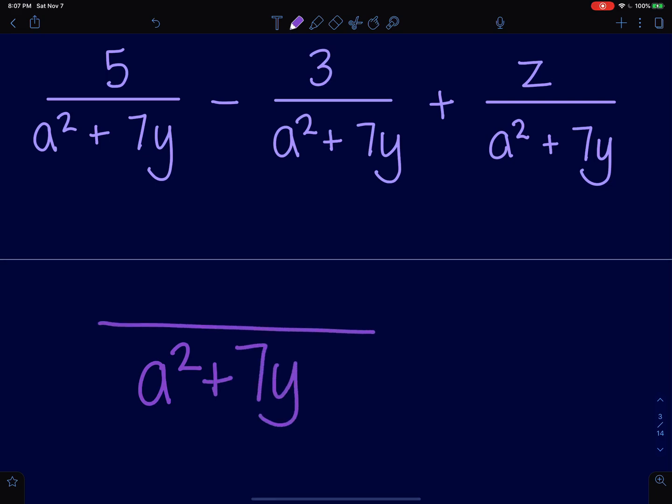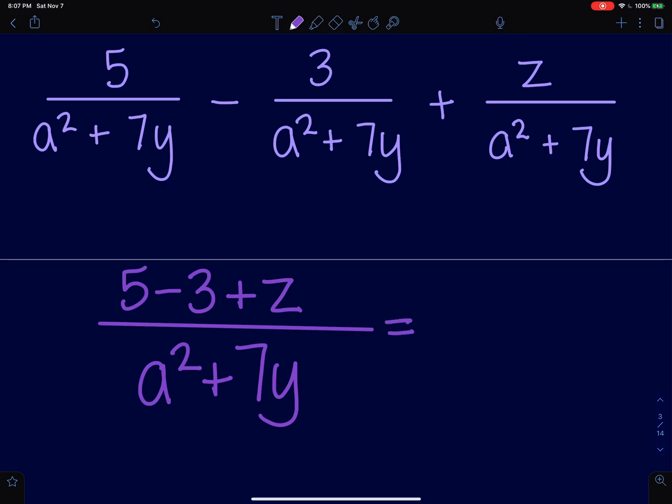So I know that's going to be the denominator of my answer. Now on the top, I'm just going to add all the numerators. So it's going to be 5 minus 3 plus z. Now in your book, they separated it out into 3 different fractions, and then they added them together. But I don't know that you really need to do that step.